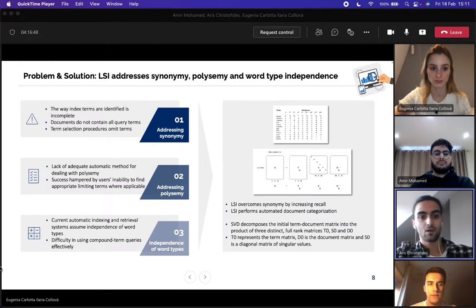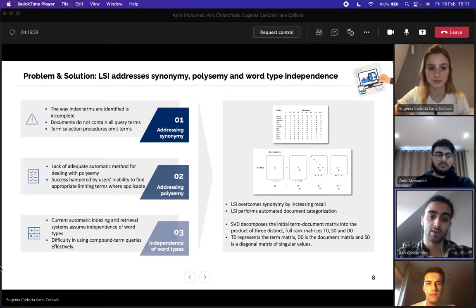And also, LSI helps overcome synonymy by increasing recall, which can be considered one of the most problematic constraints of Boolean keyword queries and vector space models. In fact, synonymy is often the cause of mismatches in the vocabulary used by authors of documents as well as users of information retrieval systems. As a result, Boolean or keyword queries often return irrelevant results and miss relevant information.